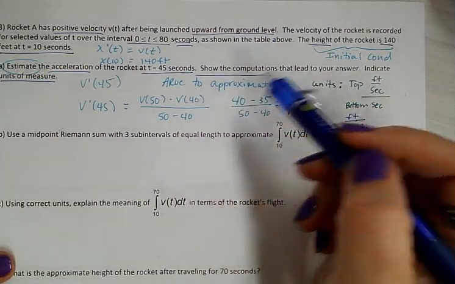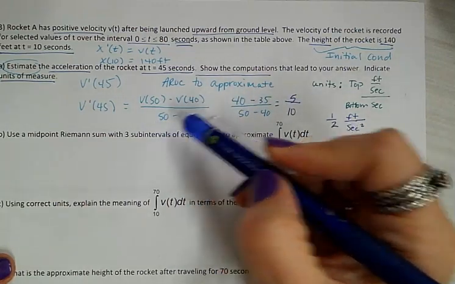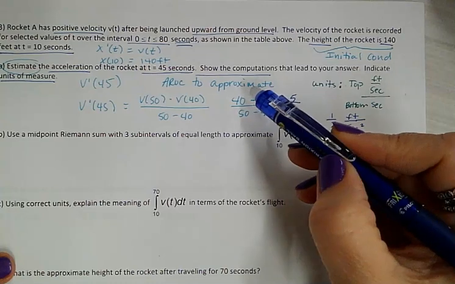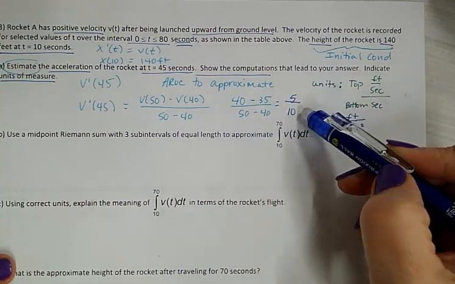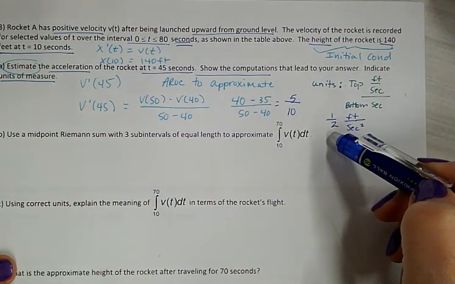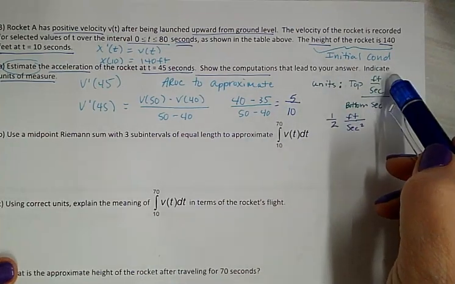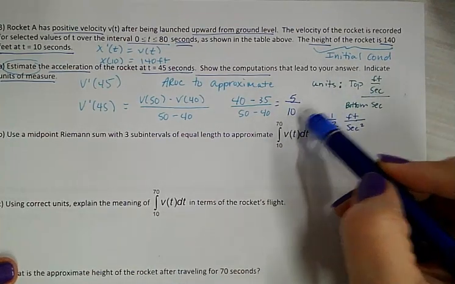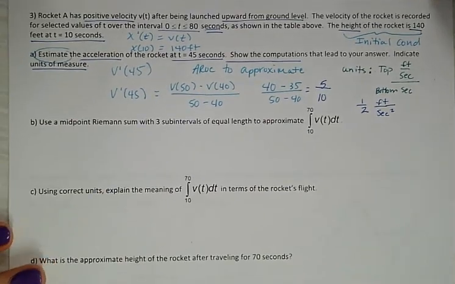Okay, so as we got our values, v of 50 was 40, v of 40 was 35, over 50 minus 40. So 40 minus 35 gave me 5 on top, 50 minus 40 on bottom gave me 10. The fraction 5/10 simplifies to 1/2. So now I need to deal with my units. The value on top represents feet per second. The value on bottom represents seconds, so it's feet per second squared. All right, moving on to part B.